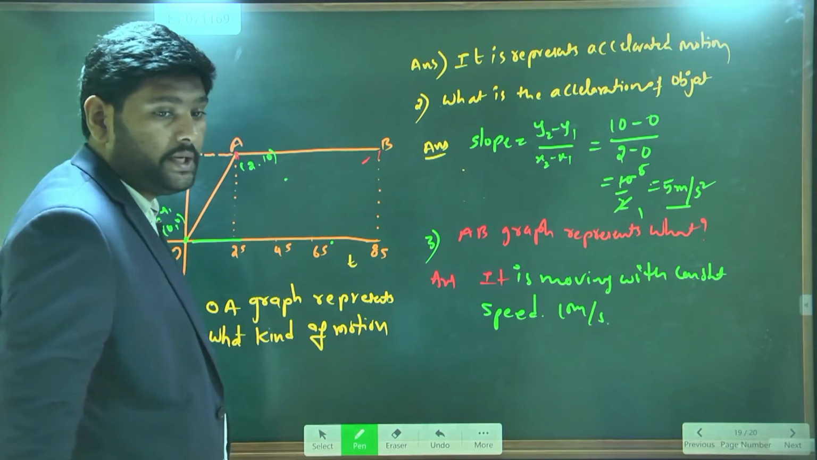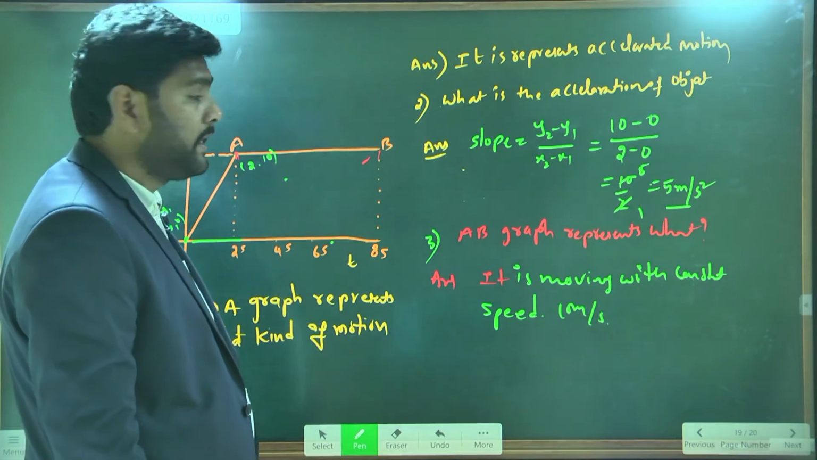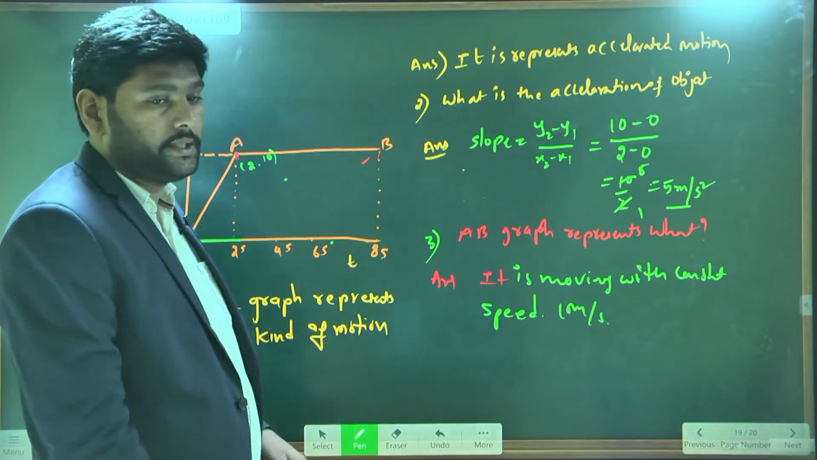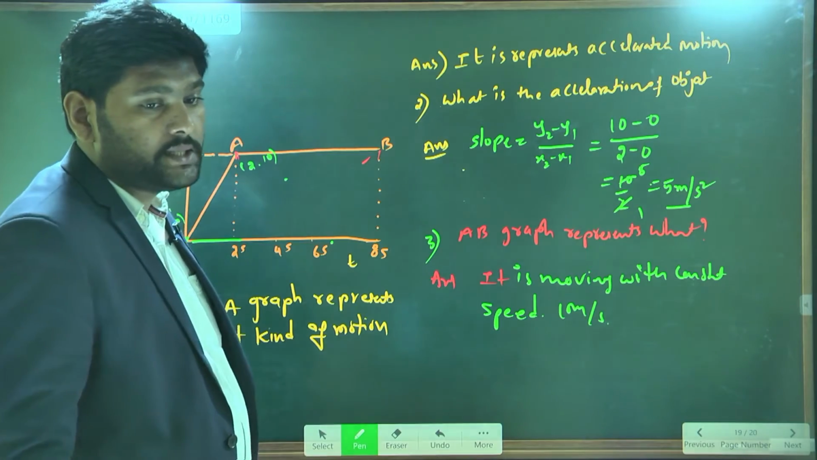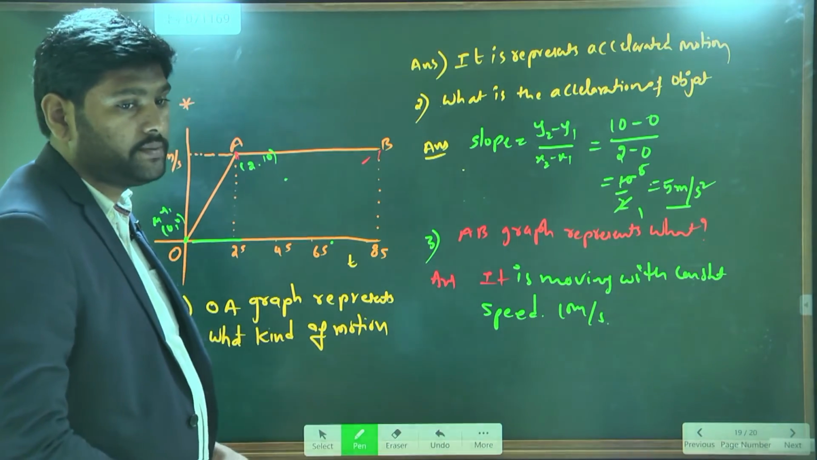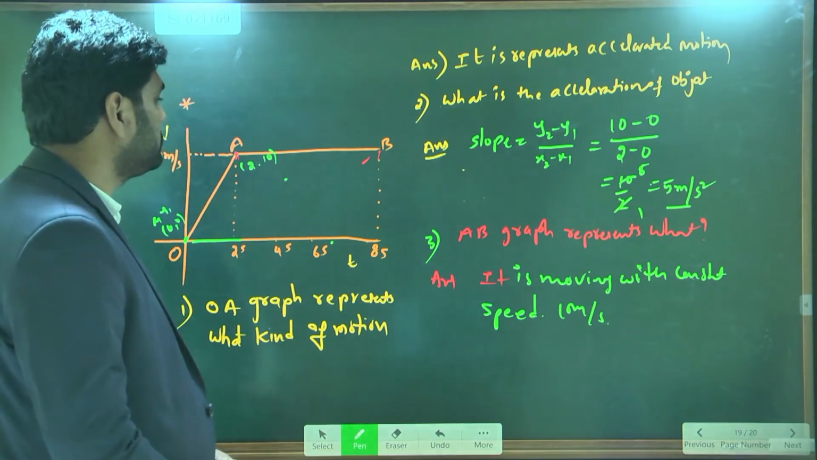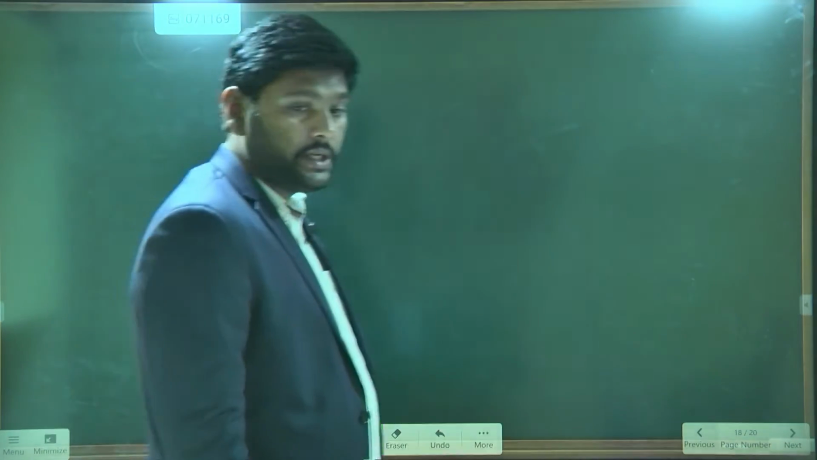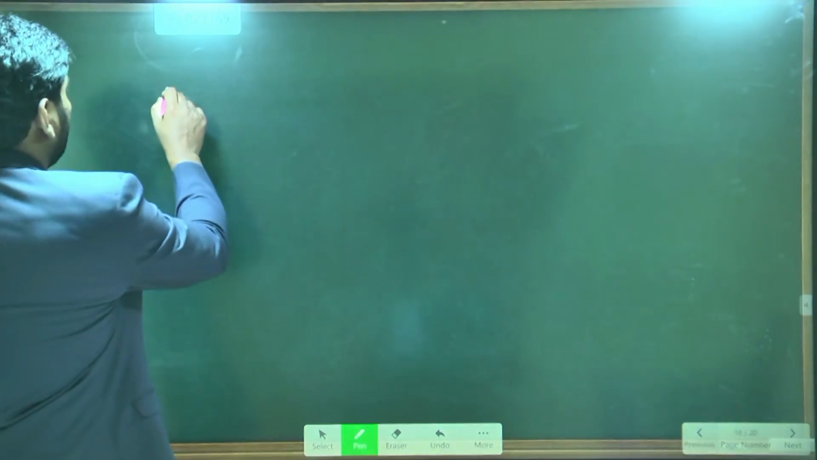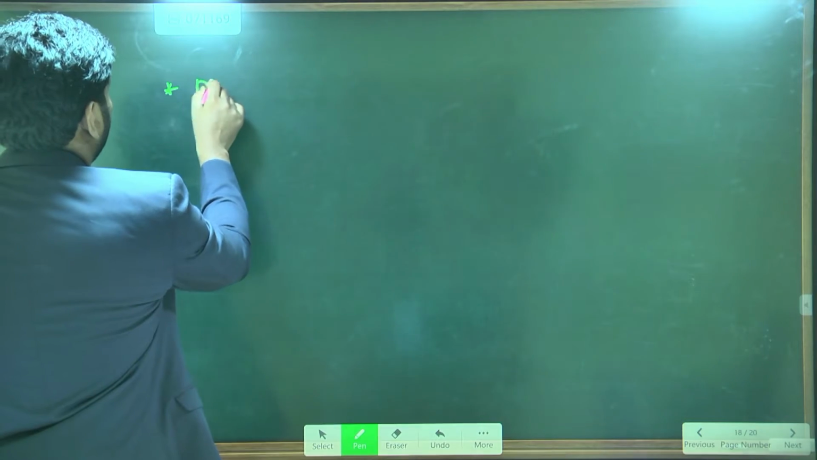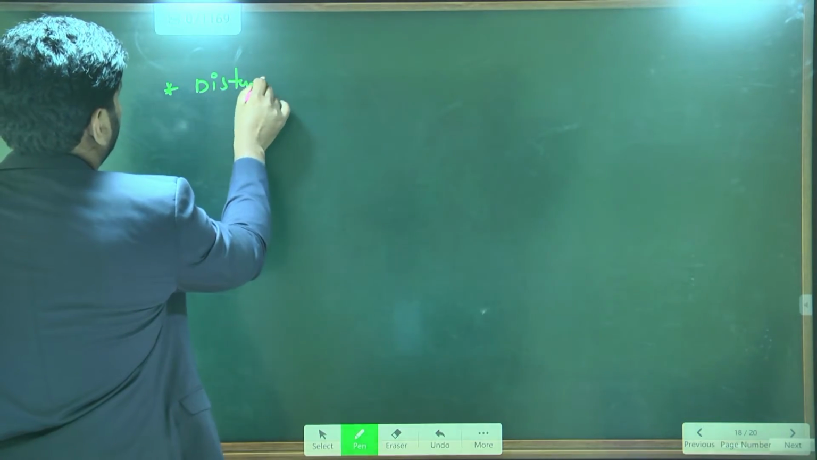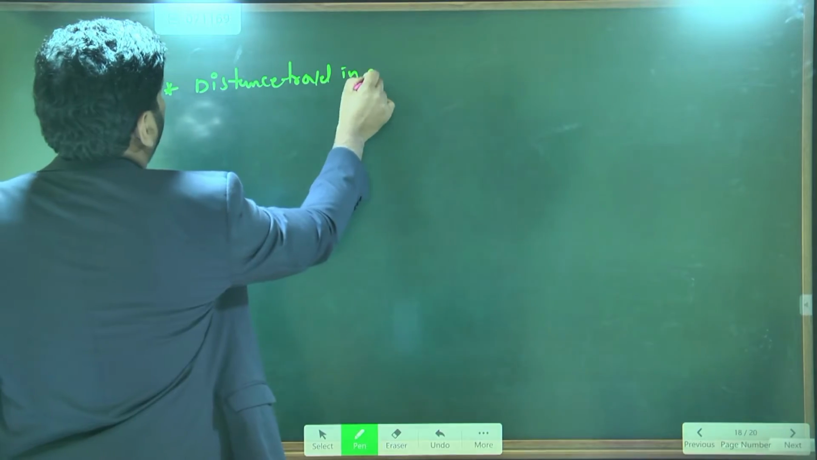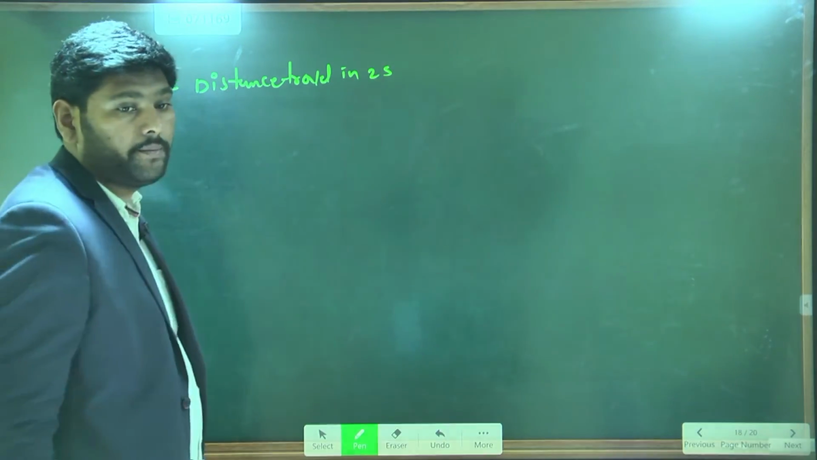Now, is this totally completed? Now here, what is the distance traveled in 2 seconds? How do you find the distance traveled in 2 seconds? The question is, what is the distance traveled in 2 seconds? 20 meters? How do you know 20?